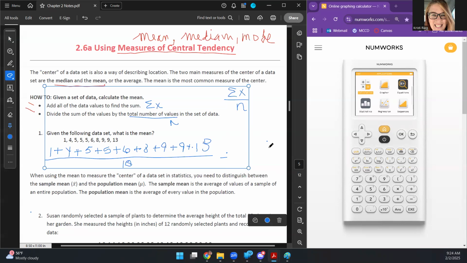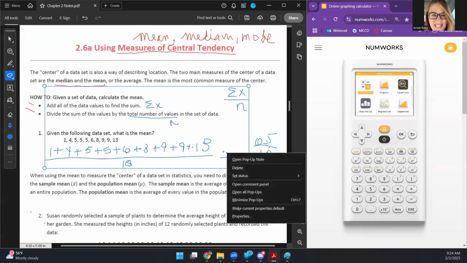What is going on here? Let me just write it over here to hopefully fix the problem. 65 over 10, which is 6.5. Wow, that is a terrible equation. Okay, anyways, let's move on from that. That does not look good.